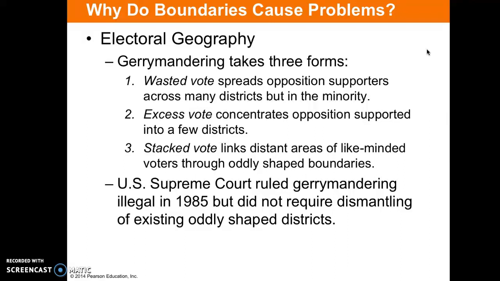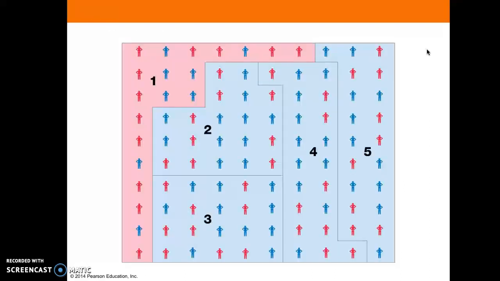The U.S. Supreme Court ruled that gerrymandering was illegal in 1985, but it didn't require the dismantling of existing oddly shaped districts. And even though it was ruled as illegal in 1985, it is often hard to prove that you're doing it with the intent of stacking the vote or wasting a vote. And so it still happens on a regular basis. And not just in the United States.